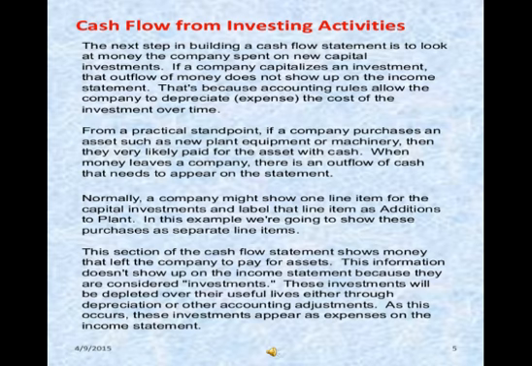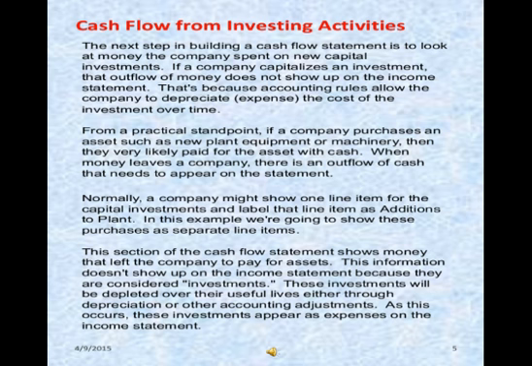Next, we'll take a look at the cash flow from investing activities. The next step in building the cash flow statement is to look at the money the company spent on new capital investments. If a company capitalizes an investment, that outflow of money does not show up on the income statement. That's because accounting rules allow the company to depreciate or expense the cost of the investment over time. From a practical standpoint, if a company purchases an asset such as new plant and equipment or machinery, then they very likely paid for the asset with cash.